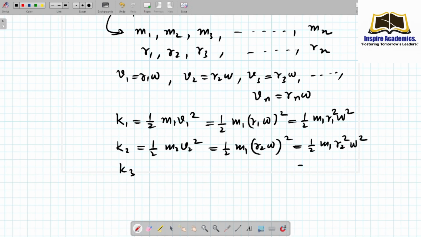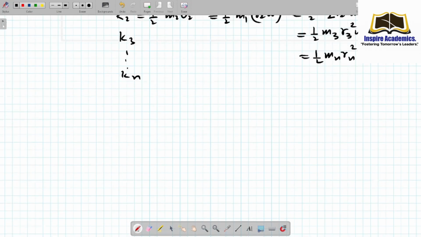Similarly, K3 I write directly as half m3 r3 square omega square. Correct? So like that I can write for Kn: half mn rn square omega square. Is this clear?